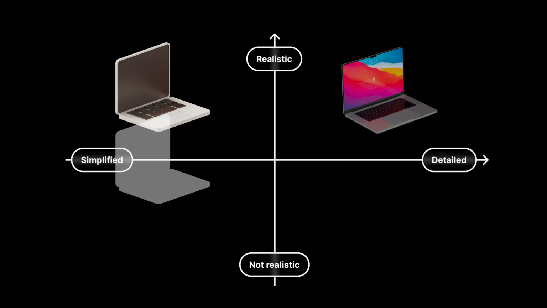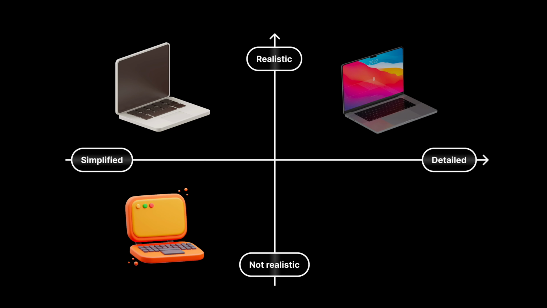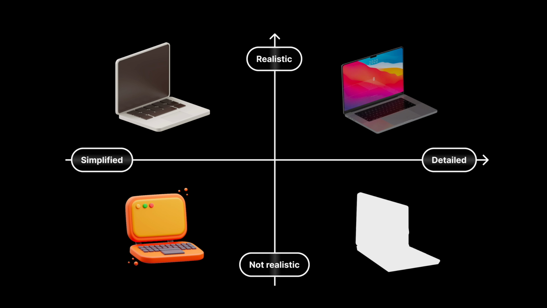If we move down on this chart from the less detailed laptop, to less realistic, then it will look like this, which in the 3D world is used more like a 3D icon. Not so many details, simple materials, but we can still recognize it as a laptop. In this part, where we have detailed but not realistic models, we will have something like this.